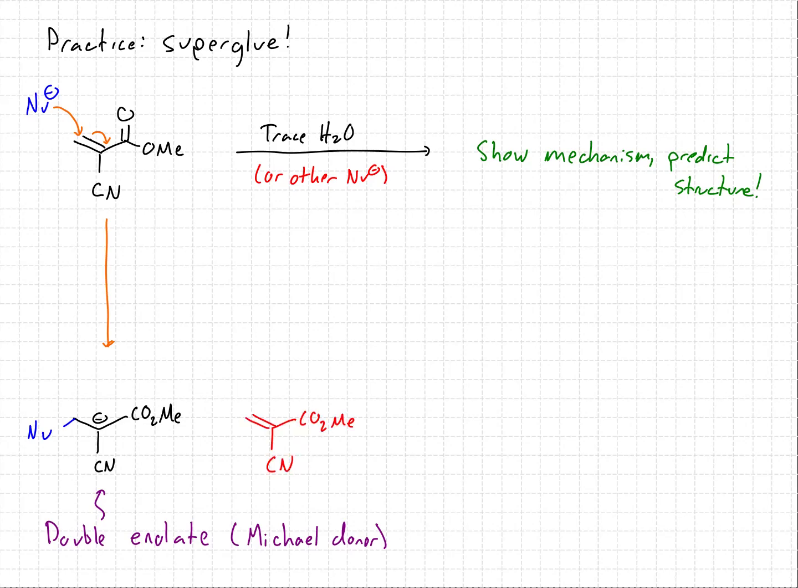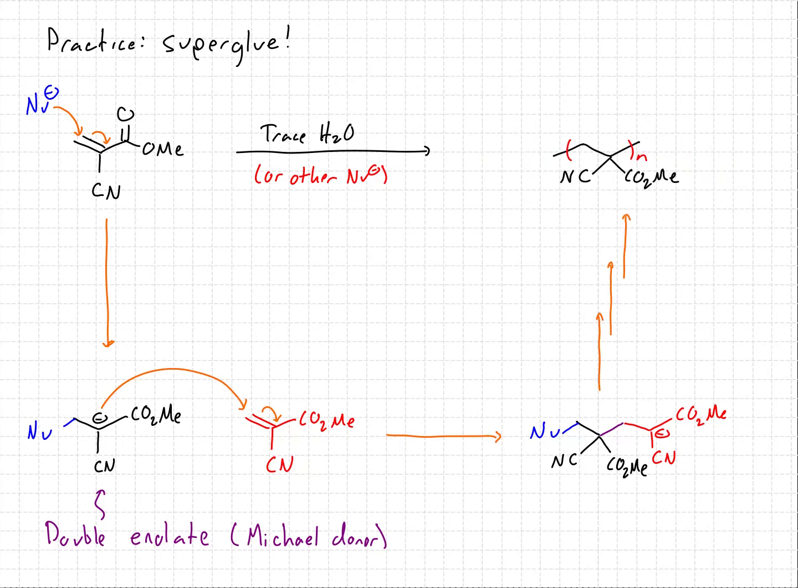So in the presence of another equivalent of our starting monomer, we're going to have another conjugate addition happen, which will produce another doubly stabilized enolate. This process will continue until we get a polymer with this repeating unit.